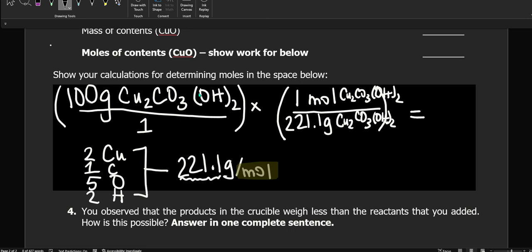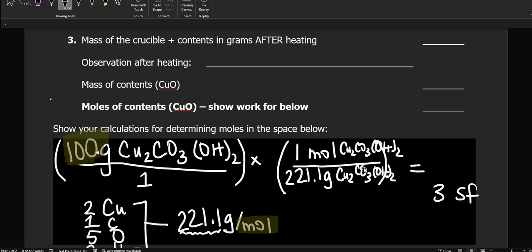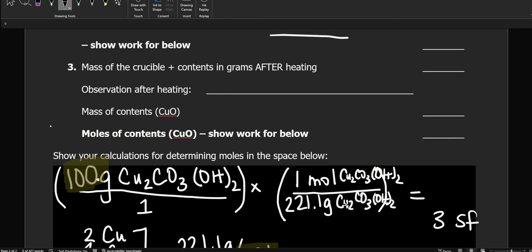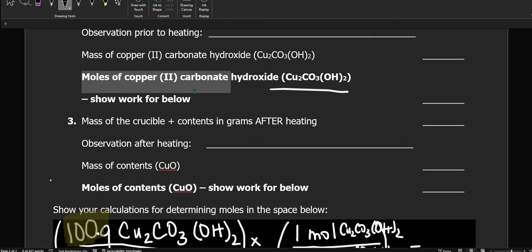So I would divide my 100 by my 221.1, and whatever answer you get, just make sure to have the correct amount of sig figs. For here, and again, this is just an example, I have 3 sig figs there. So technically, I should have a decimal there, but imagine that the decimal is already there. That's 3 sig figs, so I would have 3 sig figs over here. And that would be your answer. So this is kind of the main idea of what I would like to see. I want to see this set up for this part right here. Moles of the malachite, before you heat.